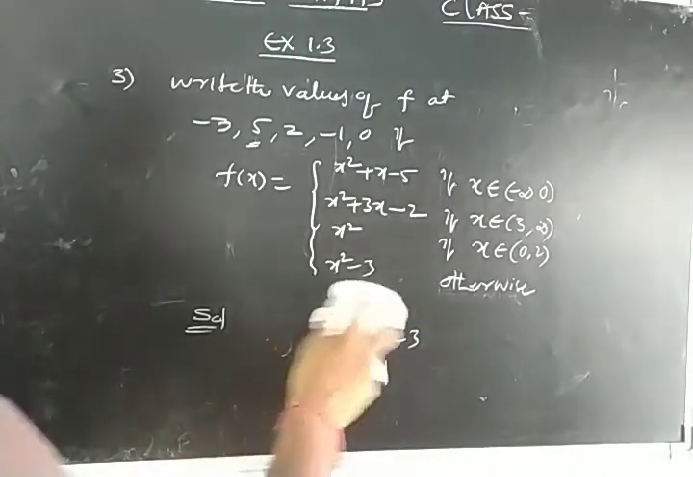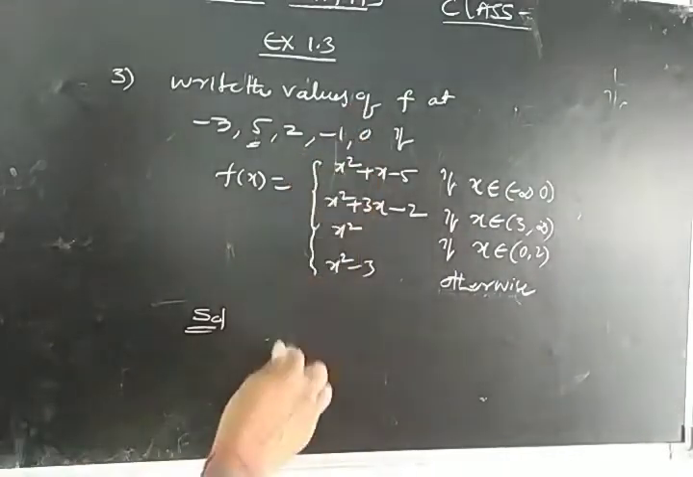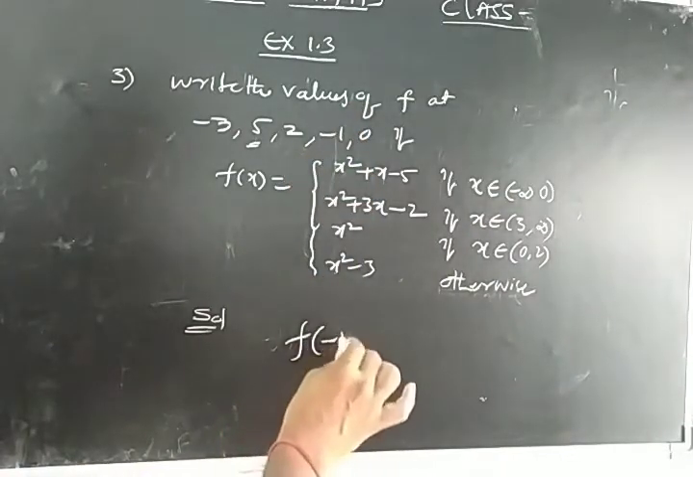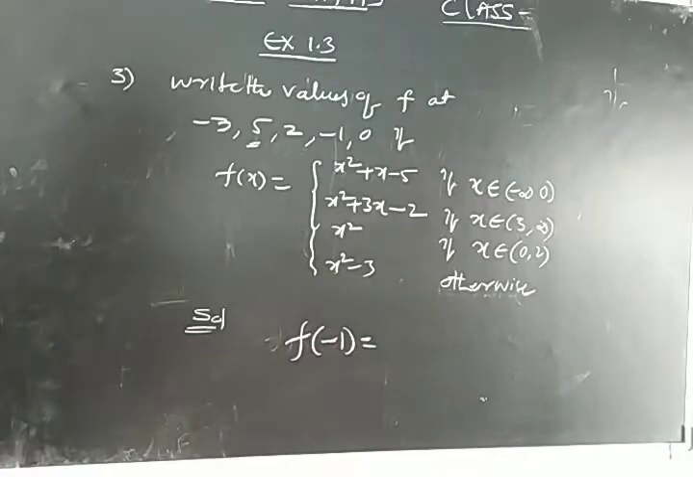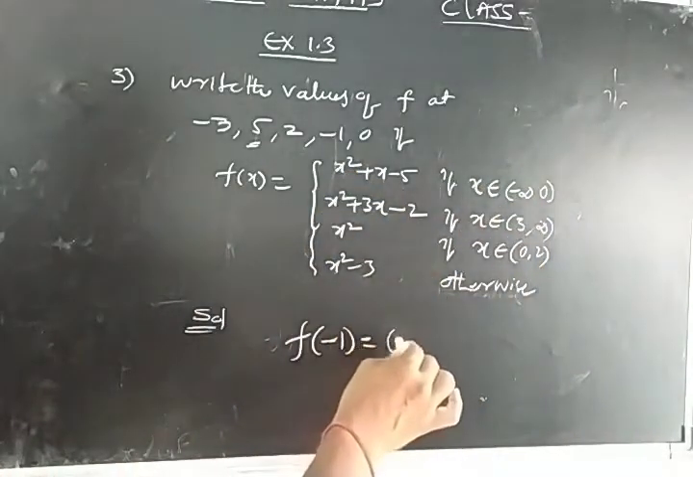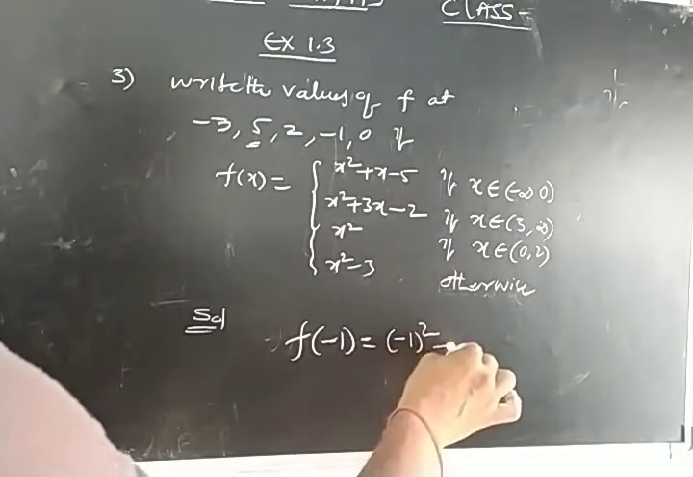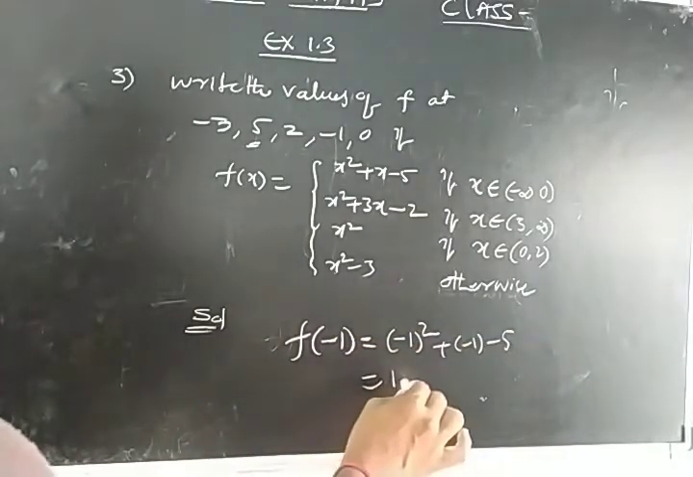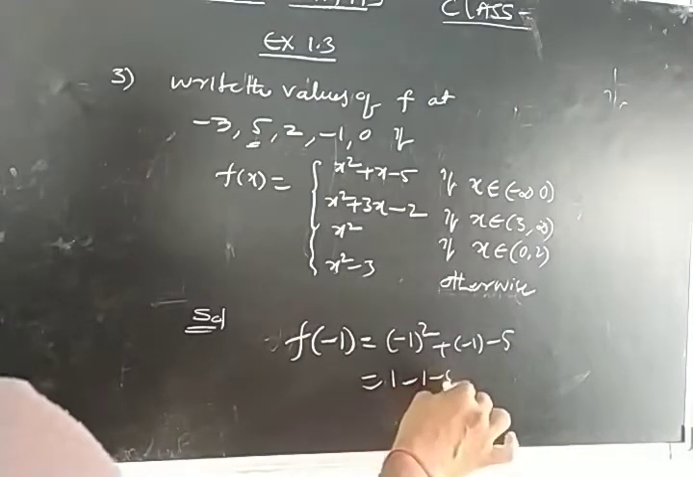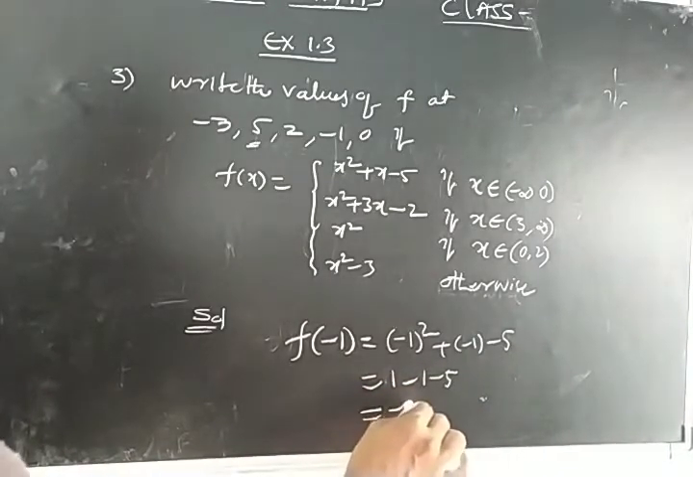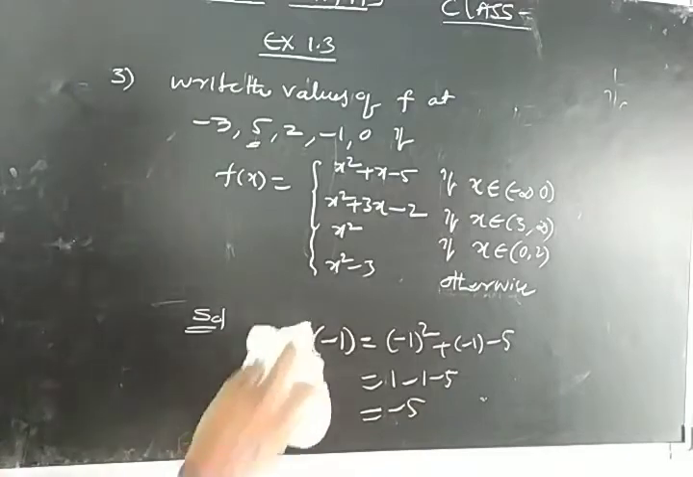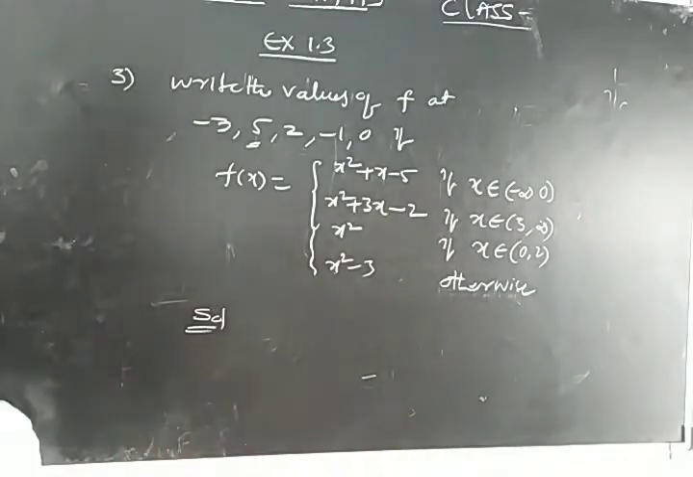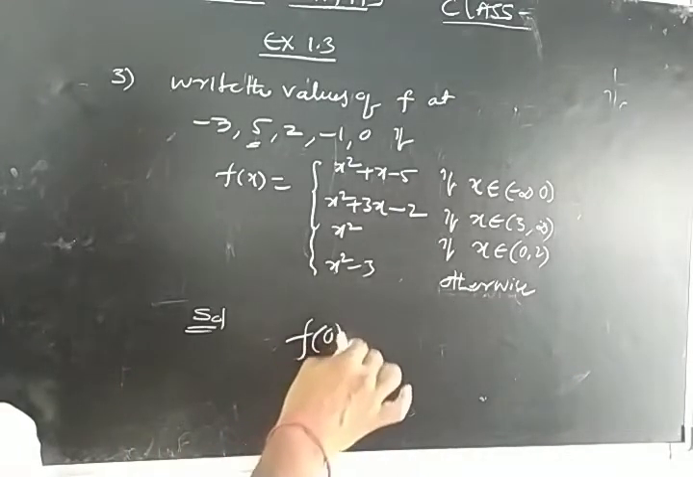Okay. Next, function value at minus 1, f of minus 1. Where does minus 1 lie? First interval, minus infinity to 0. So I am substituting minus 1 in place of x. Minus 1 square plus minus 1 minus 5. 1 minus 1 minus 5. So this is minus 5. The solution is minus 5.